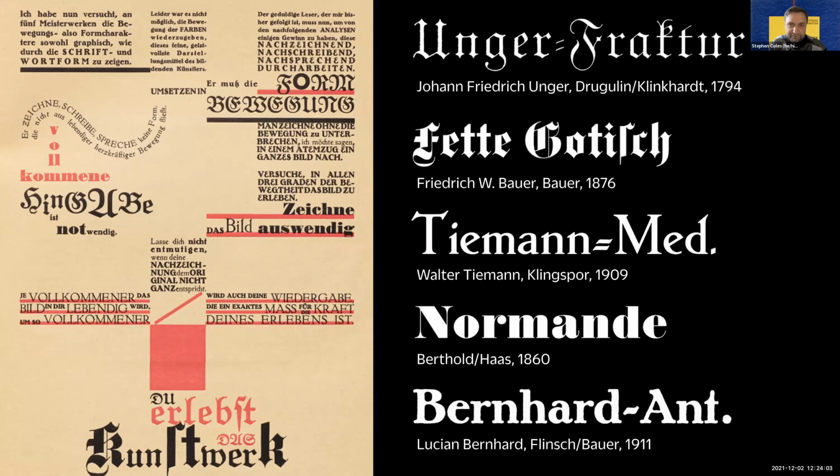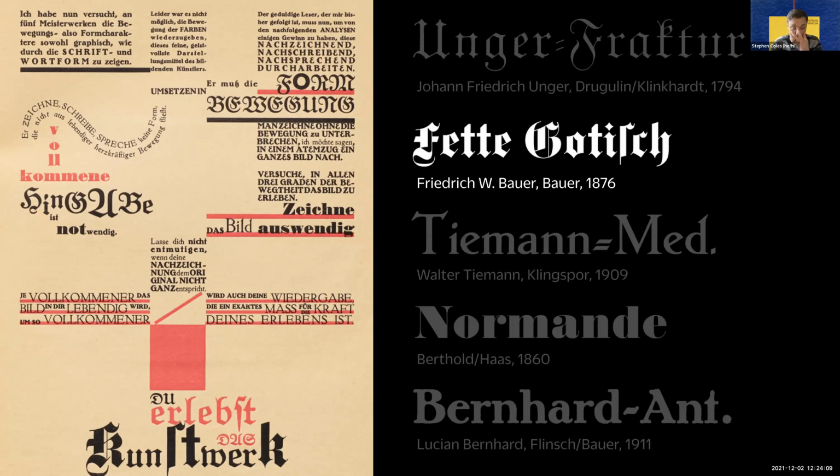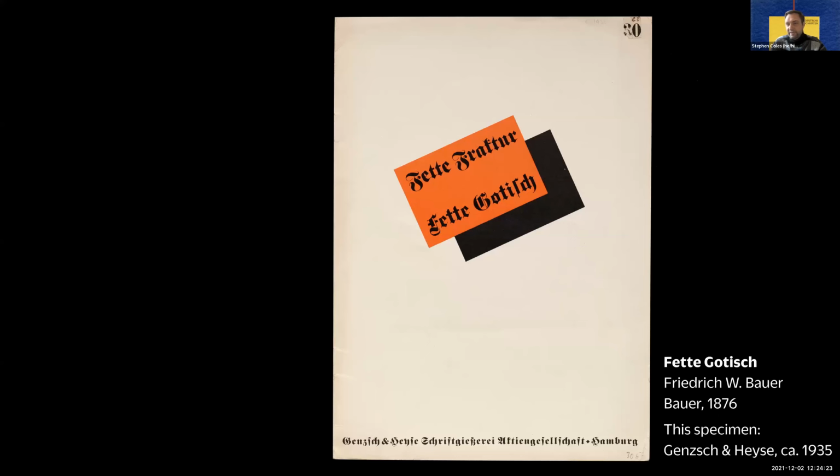Fette Gotisch is a typeface that many of you may know, maybe not as well as Fette Fraktur, that was also released by the Bauer Foundry. But again, a widely available typeface towards the end of the 19th century. Here's a specimen from the archive. Everything I'm going to show you today are specimens in our collection, and most of them are images shot with our hi-fi photography that you can see in the online archive. And some of the specimens are there in the online archive as well.